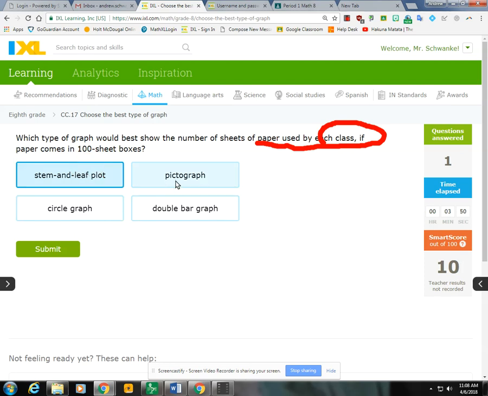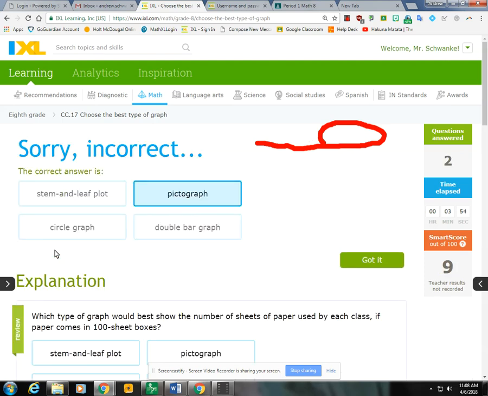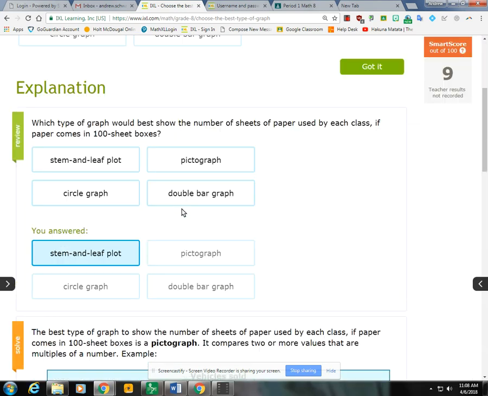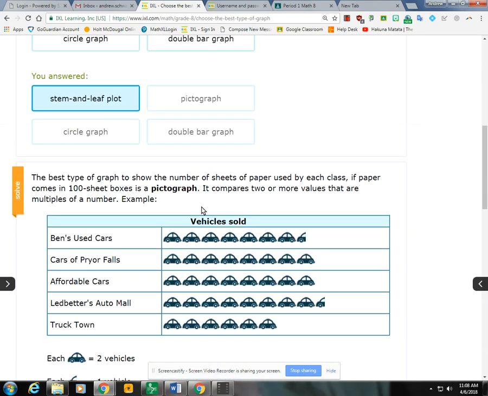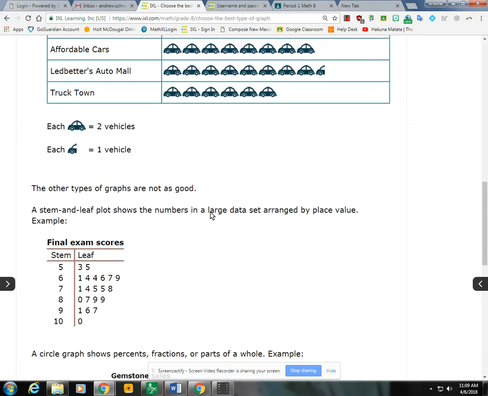Normally, you don't want to do pictographs. Pictographs are normally not a good option. We'll see. Oh, see, what'd they do? They said pictograph. What in the world? I think that's wrong. Let's see what they say though.